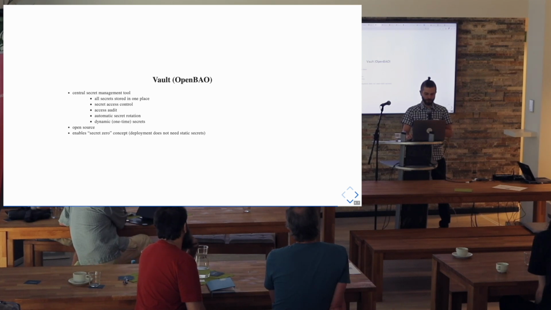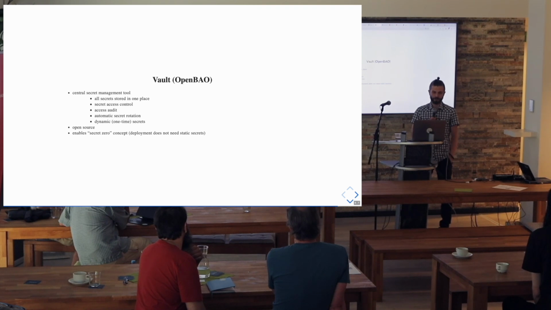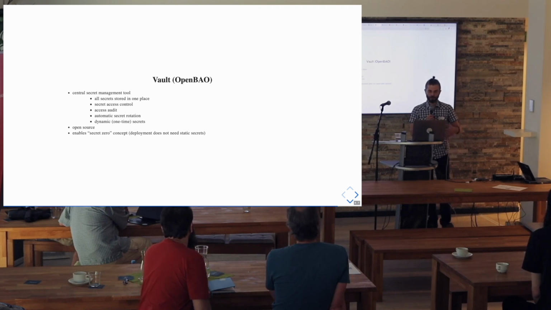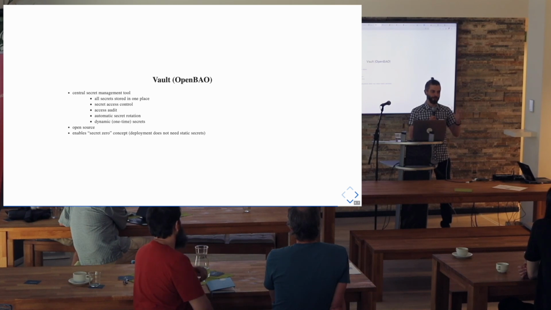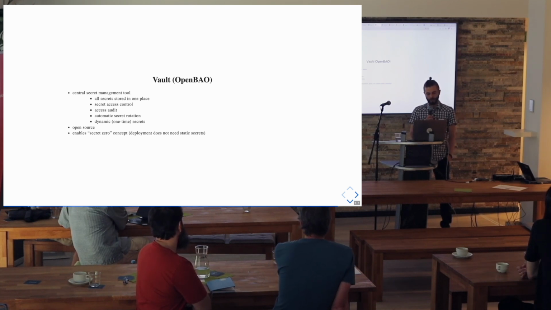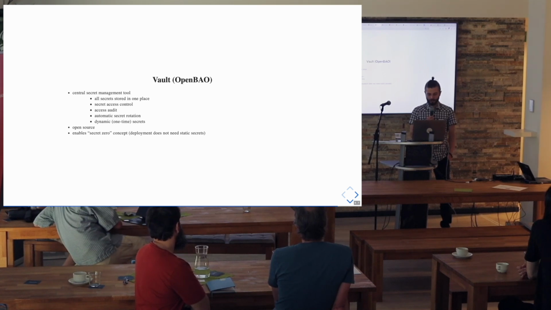And one of the most important things here is that it enables a concept, I wouldn't say honestly new anymore, which is called secret zero. Every time you are provisioning a system, you need to feed some secrets into the system. For example, your system needs to have access to a database. Therefore, when you deploy your system, you also configure the password to this database in certain config files. With Vault, this is not the case anymore.